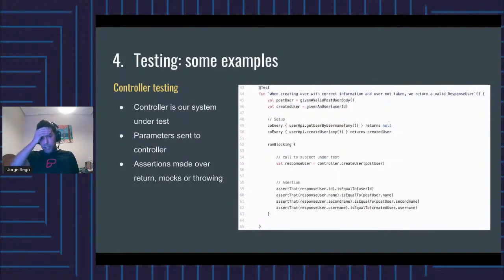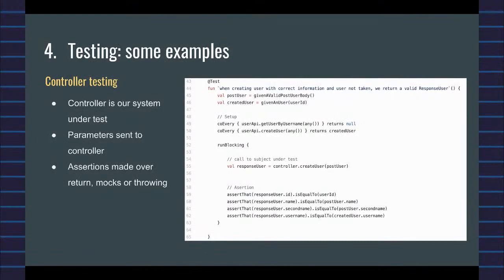If we move to the controller testing, we have our tests, and in this case, the controller is going to be our system under test. So the real object that we are going to call the methods on, and then we are testing the code that is inside the controller methods. Basically, we are again mocking our dependencies, lines 49 and 50, where we mock API calls with expected returns to recreate the scenarios. Then we use runBlocking for coroutines, and we call the real method of the controller to create the user.